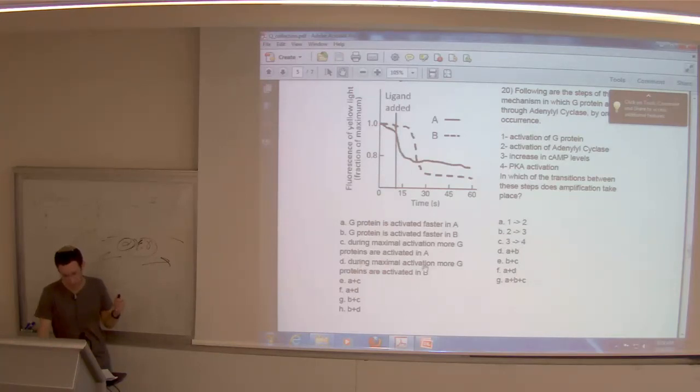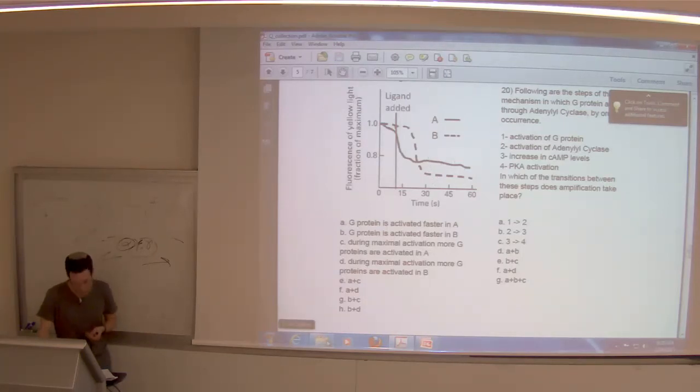D, during maximal activation: where would you look for the maximal activation along these graphs? In the end point, where you have achieved saturation already. So during maximal activation, more G proteins are activated in B. So if more G proteins are activated in B, you would get a lower level at the saturation stage compared to A.